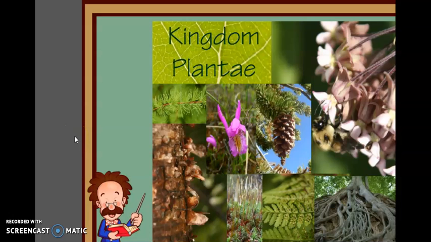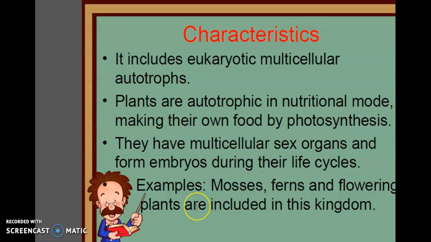The next one is the kingdom Plantae. The kingdom Plantae includes eukaryotic multicellular autotrophs. Plants are autotrophic in nutritional mode, making their own food by photosynthesis. They have multicellular sex organs and form embryos during their life cycles. Examples include mosses, ferns, and flowering plants are included in this kingdom Plantae.